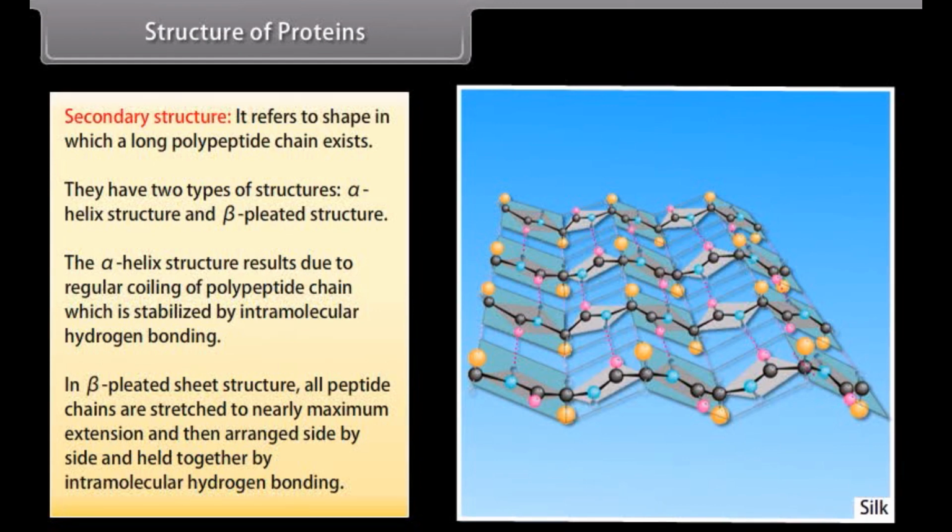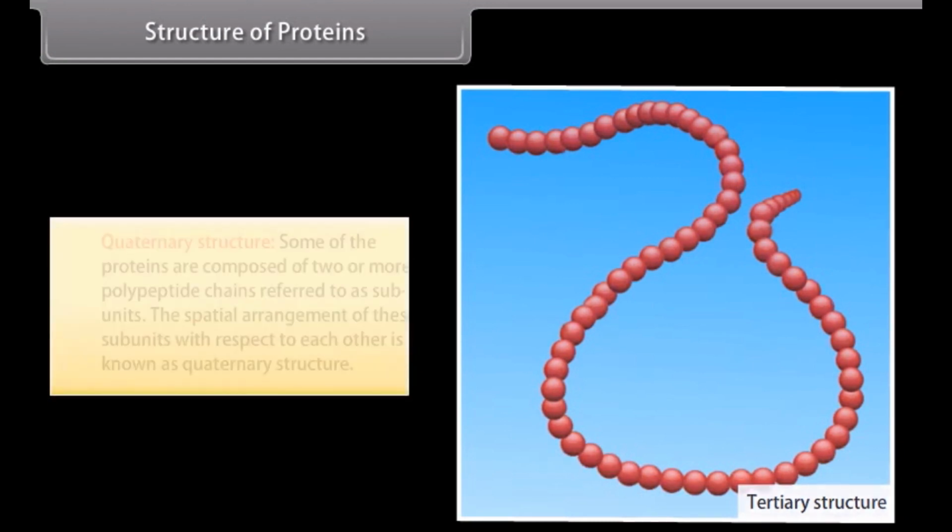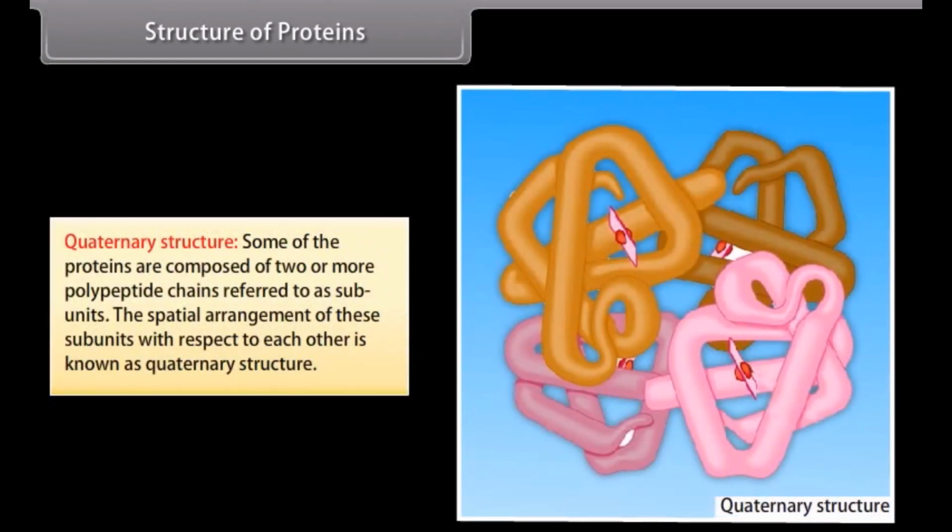For example, silk. Tertiary structure. It represents further folding of the secondary structure. Quaternary structure. Some of the proteins are composed of two or more polypeptide chains, referred to as subunits. The spatial arrangement of these subunits with respect to each other is known as quaternary structure.